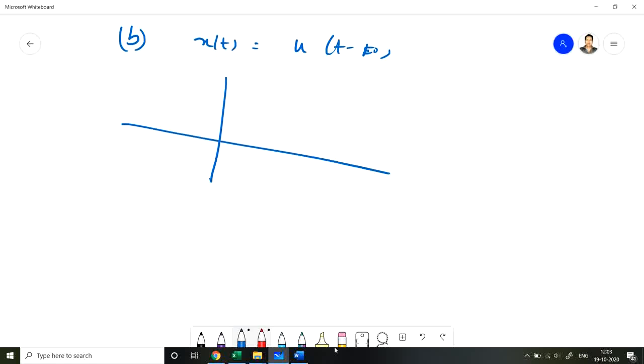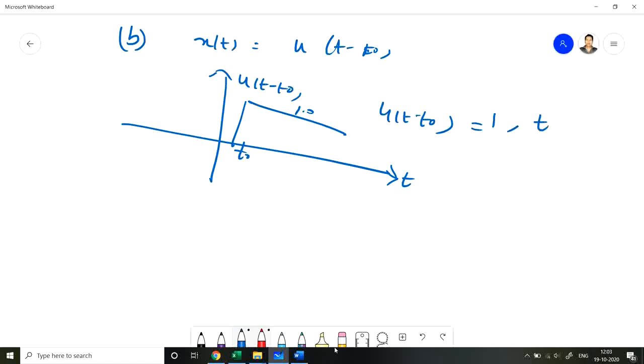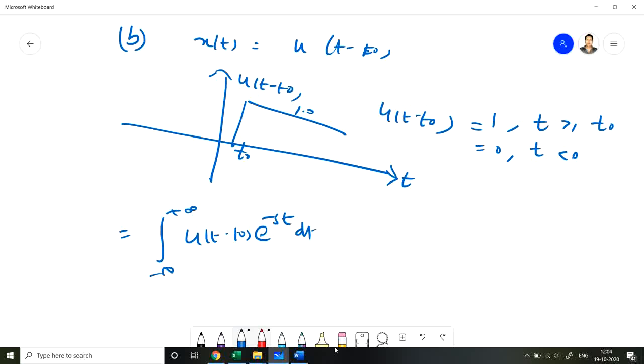So let us solve the b part, that is x(t) is equal to u(t − t0). This is a unit step function delayed at some value t0. So u(t − t0) is equal to 1 for t greater than or equal to t0, and it is equal to 0 for t less than t0. So it is the integral from minus infinity to plus infinity of u(t − t0) e^(−st) dt. So this is X(s).